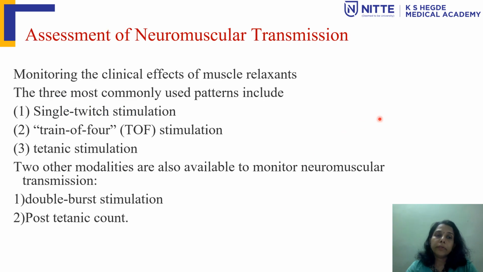Now about the neuromuscular transmission assessment. Why you have to do it, and how you will do it, we'll see. It will be done by single twitch stimulation, train of four stimulation, tetanic stimulation, and two other modalities are also available, that is double burst stimulation and post-tetanic count. Most commonly practiced is the train of four stimulation.